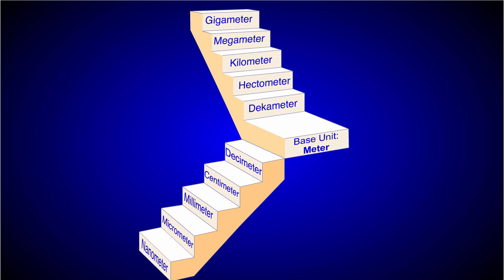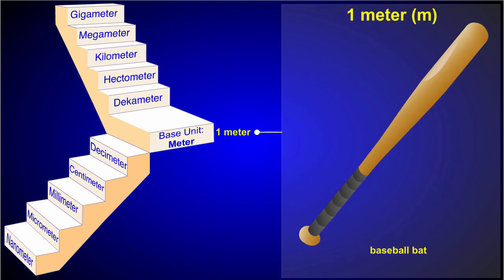Let's begin with the basic metric unit of length, the meter. A meter is larger than a yardstick or about the length of a baseball bat. In the lab, scientists often deal with units of length that are smaller than meters. So let's look at these smaller measurements next.